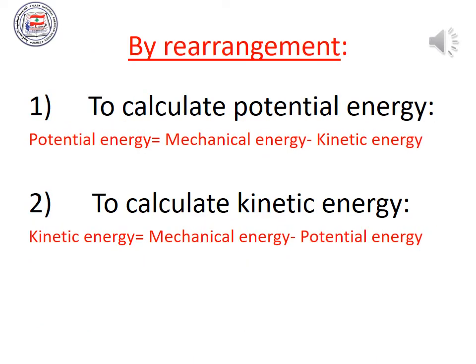As we can recall in section 1, we took the equations of potential energy and kinetic energy, which are associated with the mass and the velocity, or with the weight and the height of the object. Now we are going to talk about how we can calculate the potential energy and the kinetic energy of an object by rearranging the equation of mechanical energy. So as you can see in the figure in front of you, to calculate potential energy, we use the following equation. Potential energy is equal to mechanical energy minus kinetic energy. Of course, the unit is in joules.